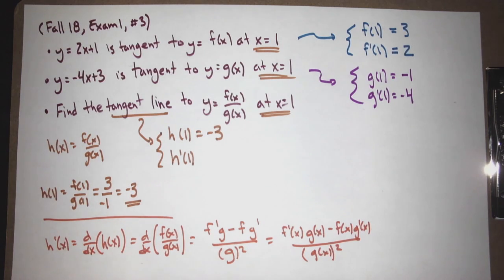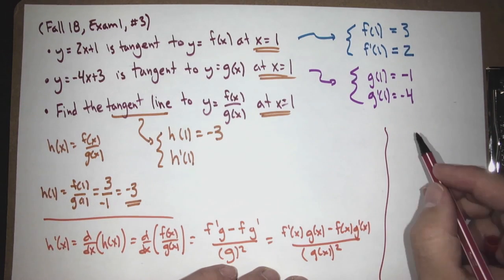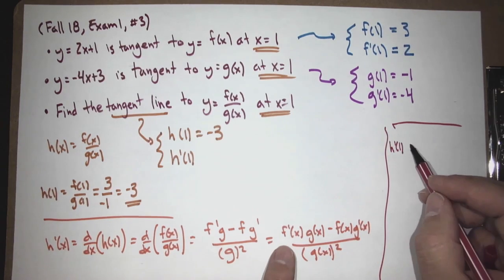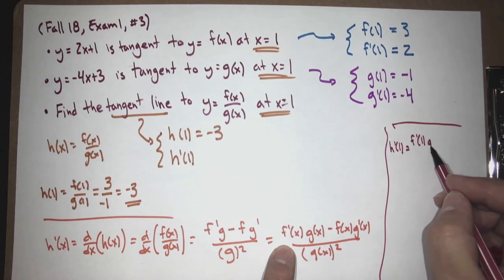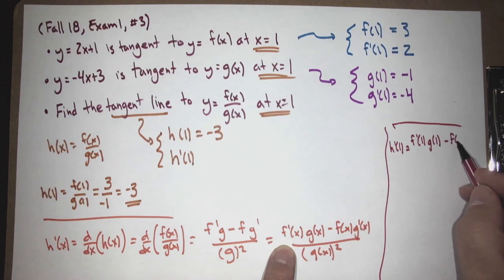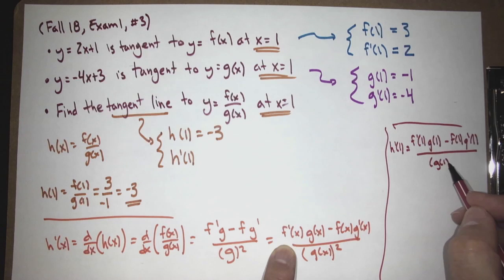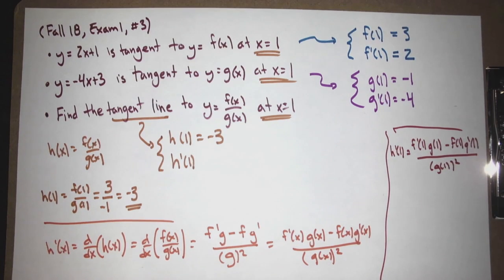Okay, so now what can we do? We're getting close. The end is in sight. What comes next? Yeah, plug in, right? So we have that h prime of 1 is f prime of 1 g of 1 minus f of 1 g prime of 1, and downstairs g of 1 squared. This problem is testing our knowledge of the rules, but it's also testing our knowledge of what tangent lines are. And tangent lines are important.